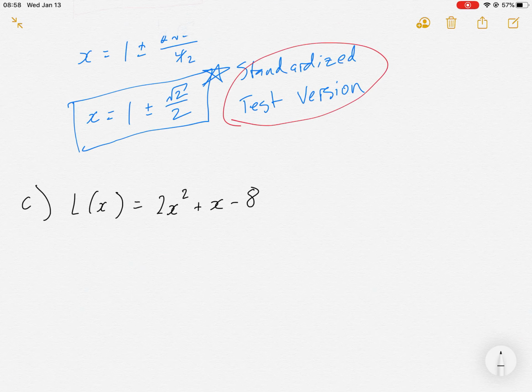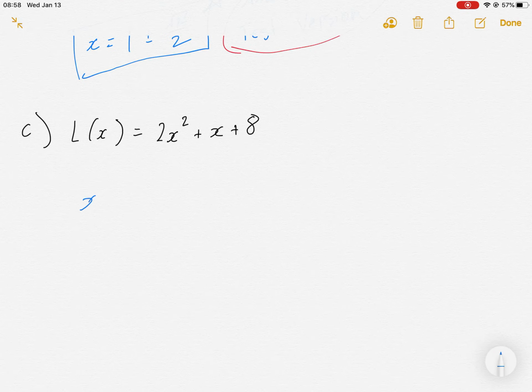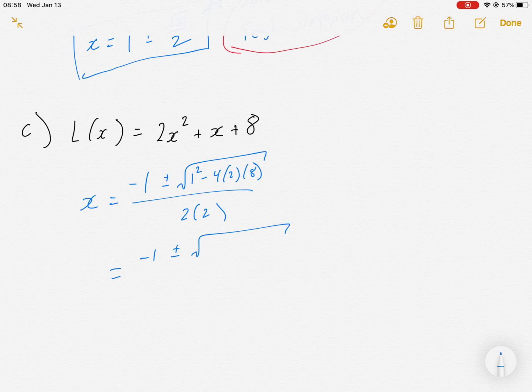Okay, so this one does not factor. Actually, I want to do plus 8. There we go. This one does not factor. So let's go ahead and use our quadratic formula. B is 1 here, negative 1 plus or minus the square root of 1 squared minus 4 times a times c, all over 2 times a. So we get negative 1 plus or minus the square root of 1 minus 64, all over 4, which is negative 1 plus or minus the square root of negative 63.